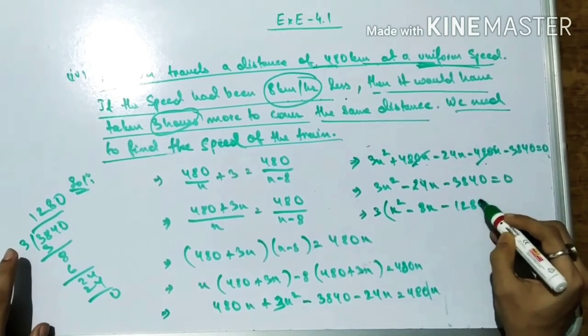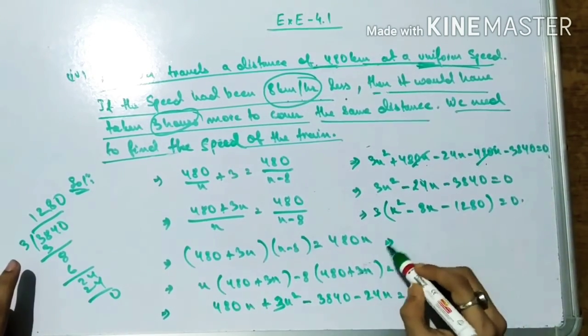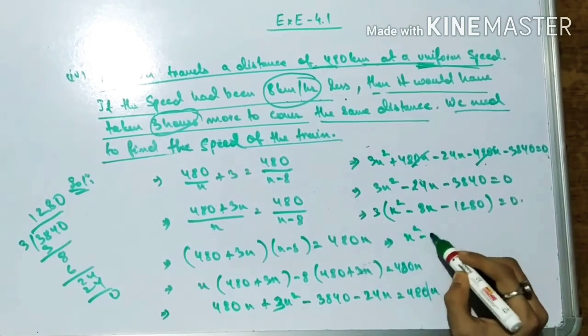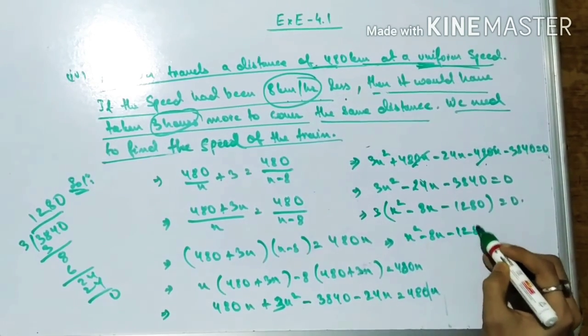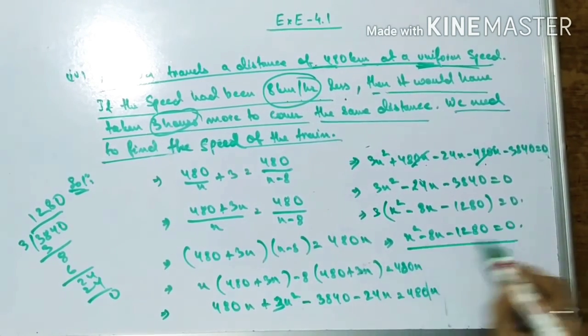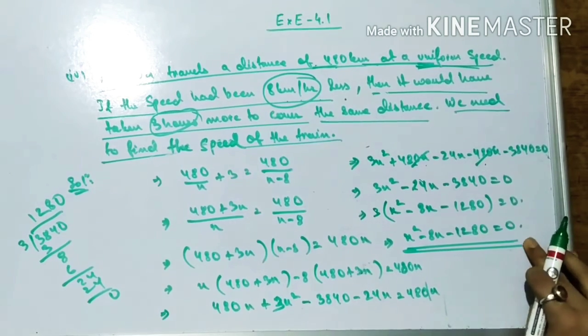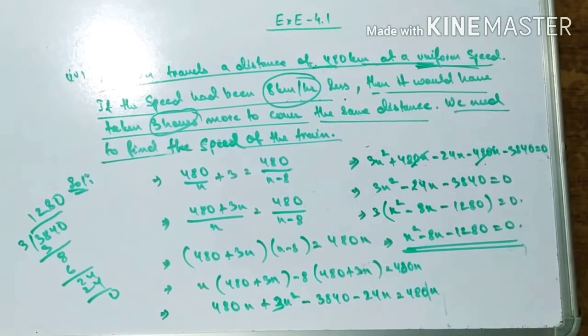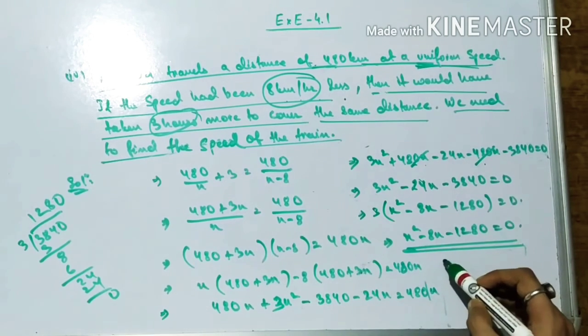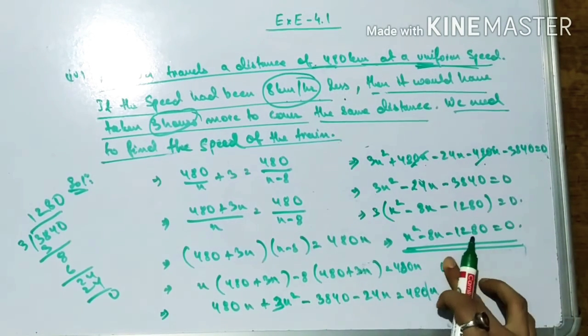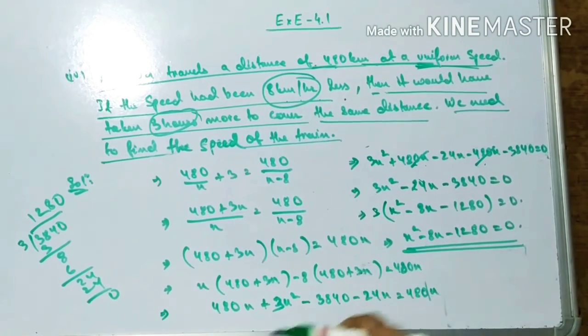It becomes 1280. So ultimately what I got? x square minus 8x minus 1280 is equal to 0. This is our solution. No need to write the answer. This is our solution. Understand? In the back answer, in place of x, u is there. No need to worry about that. You can take x also.